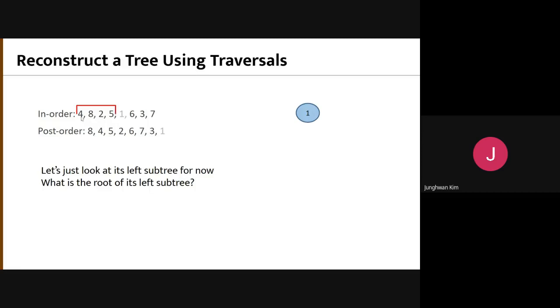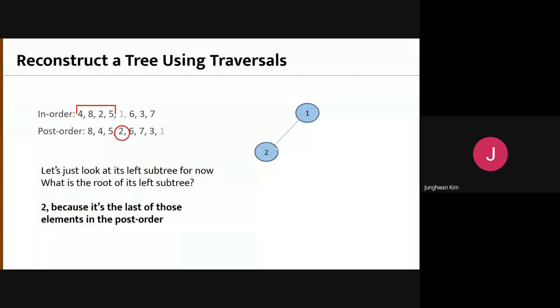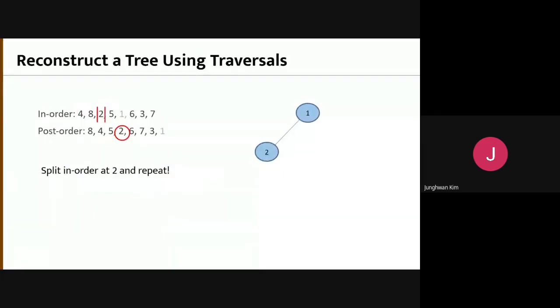And then given these 4, 8, 2, 5, basically these are also forming a tree. And inside this tree, the post-order is still preserving the post-order of this subtree, which means that among these 4 elements, the last one should be the root of the left subtree. So yeah, we put the left subtree. And then we can recursively do this.